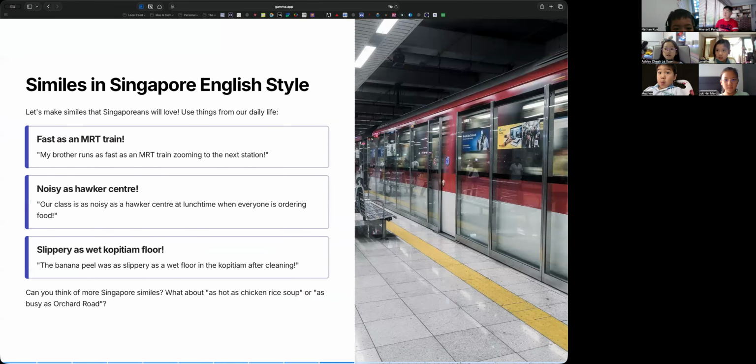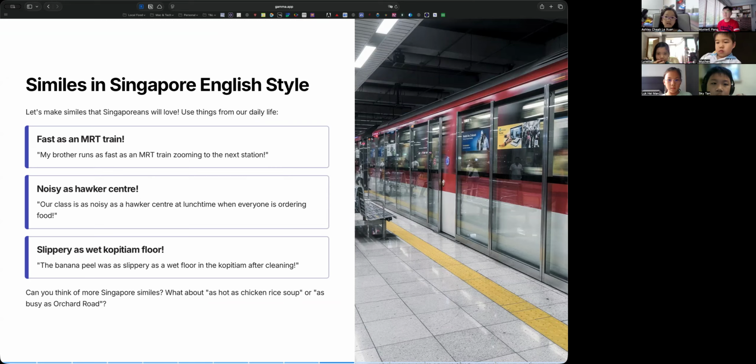Okay, so we can also use some Singapore-specific vocabulary to create our similes, right? Noisy as a hawker center, fast as an MRT train, slippery as a wet kopitiam floor. All of these are acceptable, okay? We don't have to use international words. We can also use local words that are special to Singapore. For example, hawker centers and MRT trains, okay?